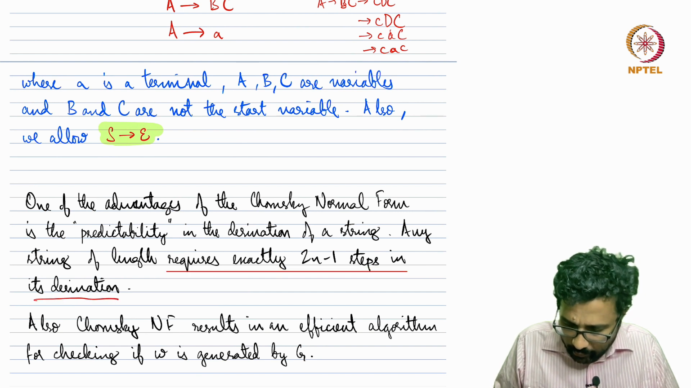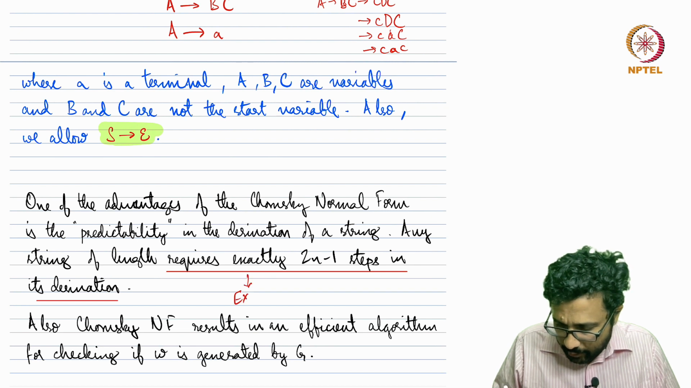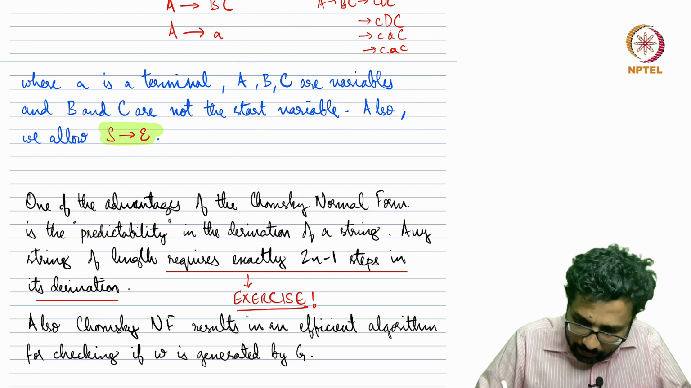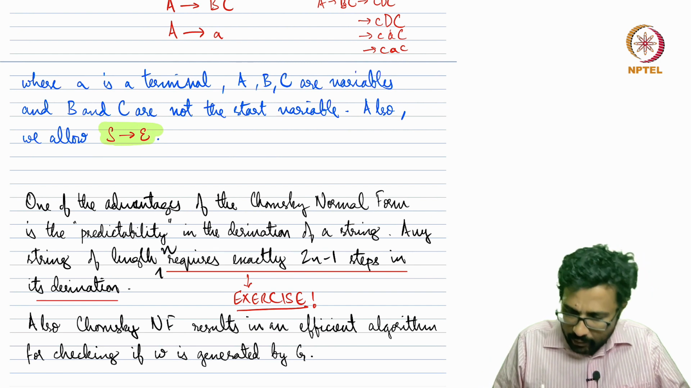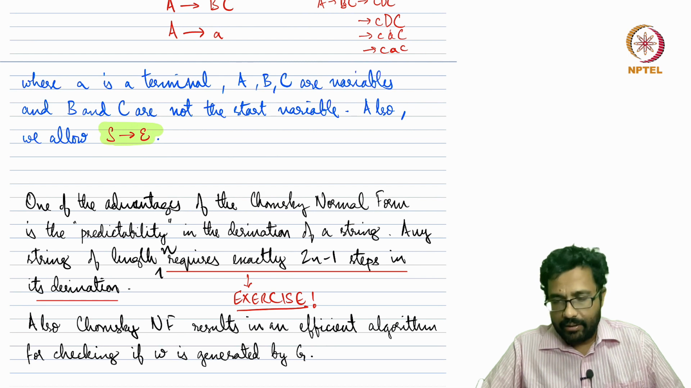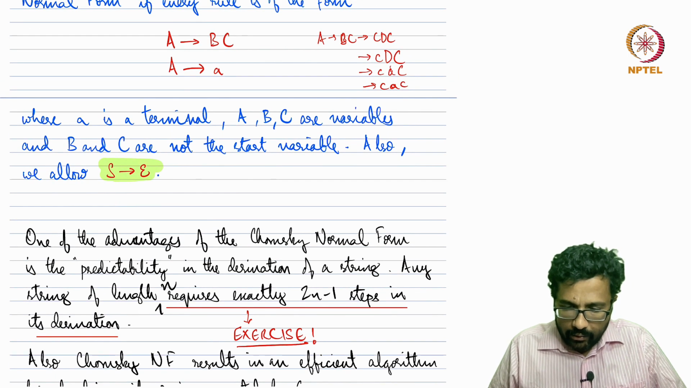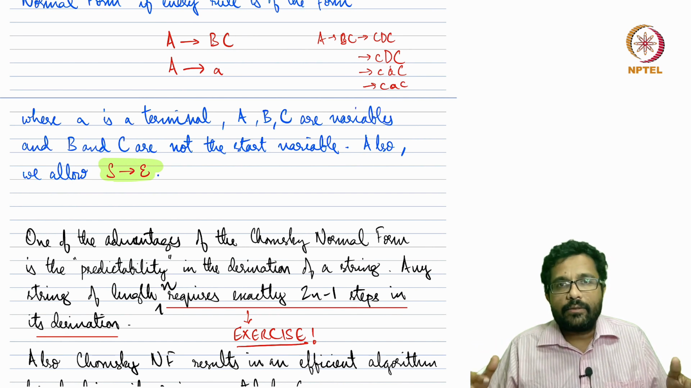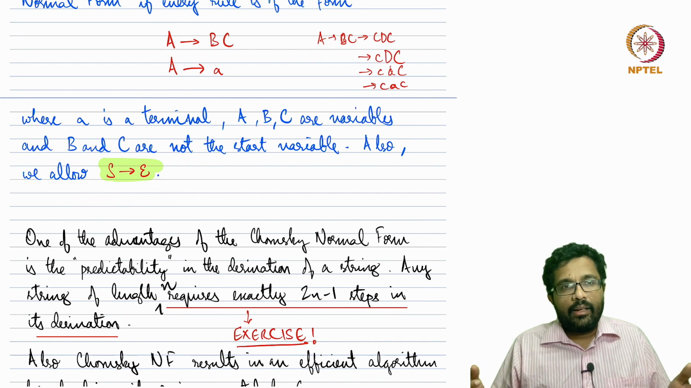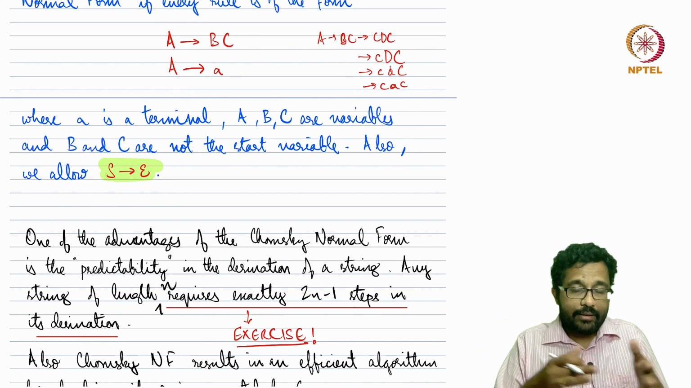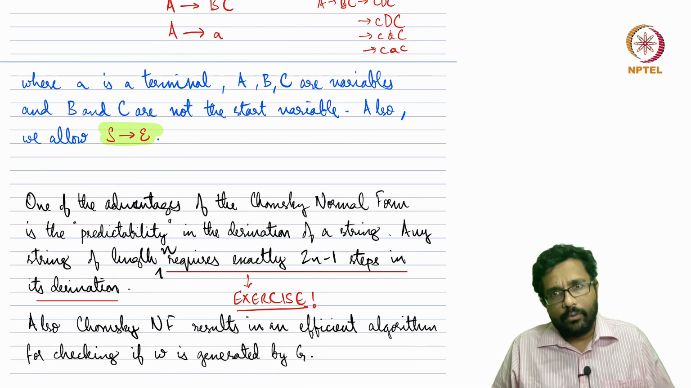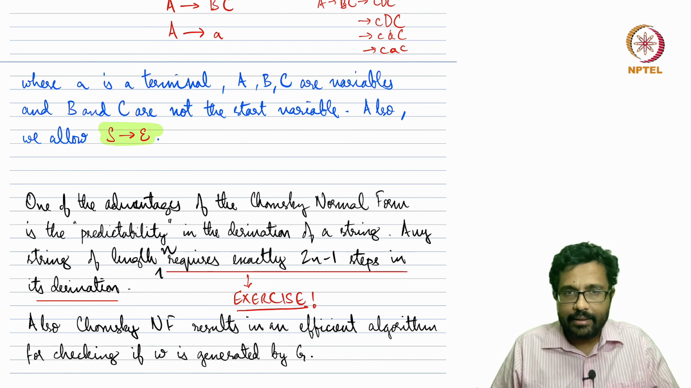That is, any string of length n requires exactly 2n minus 1 steps in its derivation. It's easy to see because, first, from the start variable to go to a string of variables of length n, we need n minus 1 steps. Then there is a string of n variables, and each one needs to be replaced, so another n steps. So that's pretty much the proof, but I leave it to you to formally reason it.